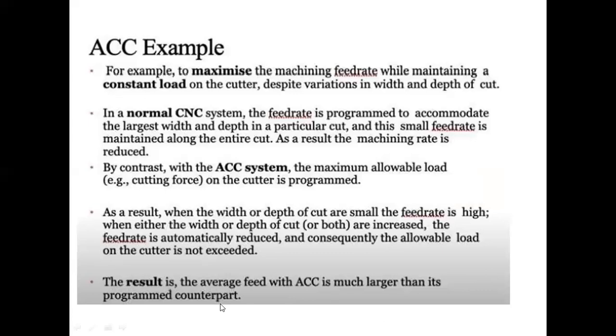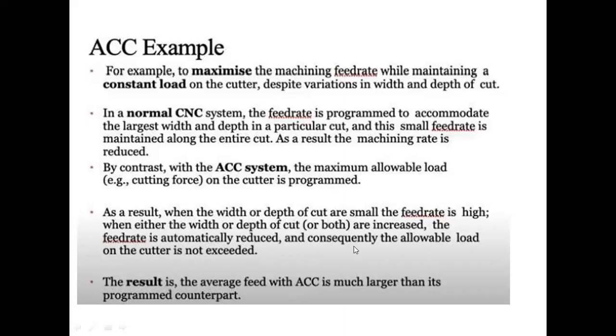So that's what this whole thing is about. In a normal CNC system, the feed rate is programmed to accommodate the largest width and depth, as I was mentioning, and that small feed rate is maintained along the entire cut, and because of this the machining rate is reduced. By contrast, in our ACC system, adaptive control with constraints, the maximum allowable load on the cutter is programmed. We are trying to ensure that this maximum allowable load is maintained, for example the cutting force. As a result, when the width or depth of cut is small, the feed rate is high. When either the width or depth of cut increases, the feed rate is automatically reduced, and consequently the allowable load on the cutter is not exceeded.